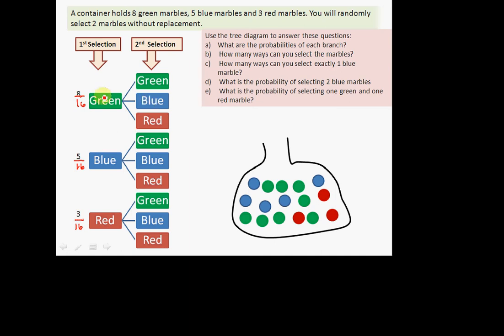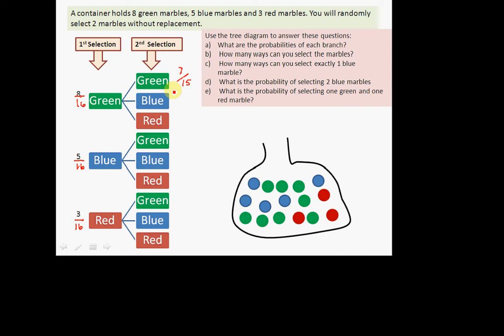Remember we talked about the first selection and second selection. For the first selection, we have 16 to choose from. But for the second selection, we only have 15 remaining because we are not replacing. We're not putting that one marble back. So if for the first selection we've already picked a green, there's one less green. Instead of 8, we only have 7 left. So for the second selection, if we were to pick a green, the probability would be 7 out of 15.